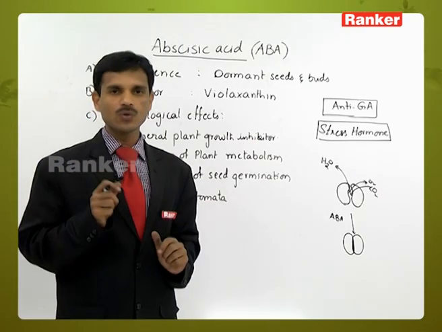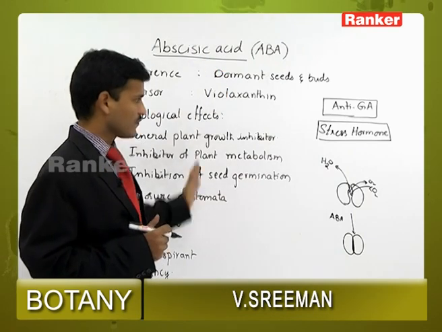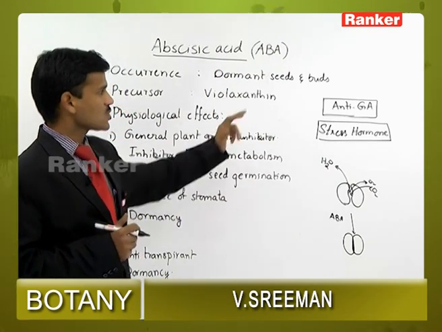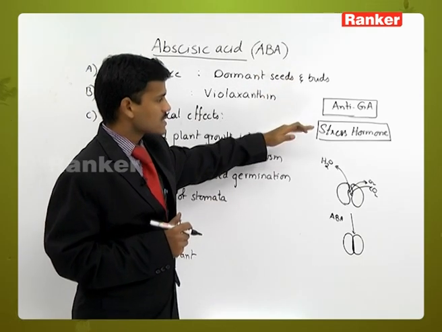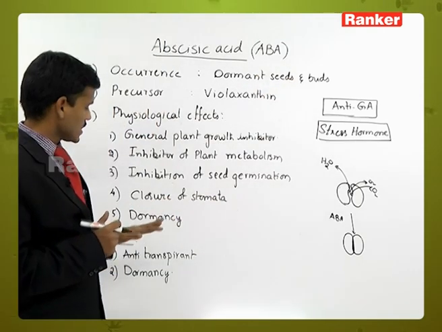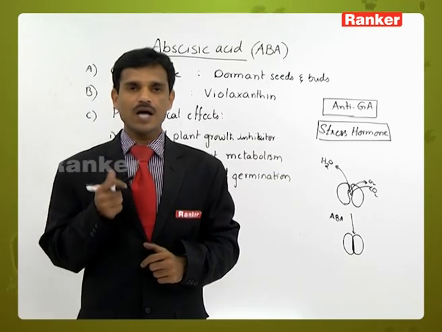So it is a plant growth inhibitor and shows these types of effects. It is also called ABA, anti-gibberellic acid, and stress hormone. It is also called an anti-transpirant. That is about abscisic acid.